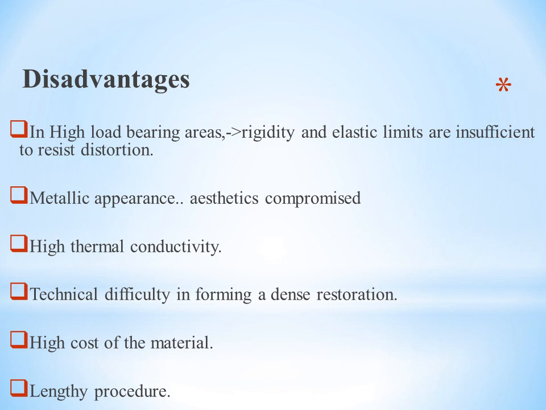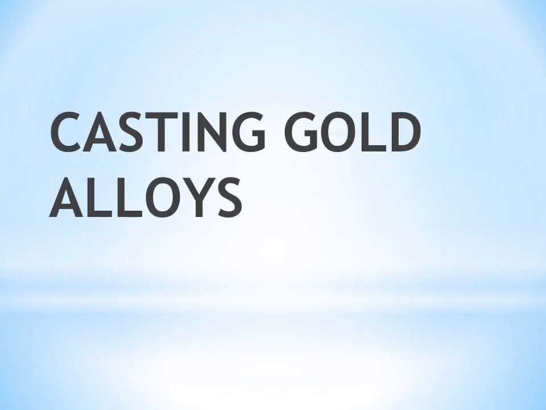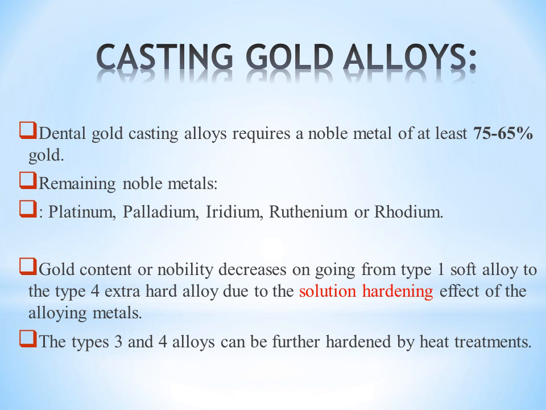This all means that this is a very technique sensitive material. So we've discussed pure gold and its application in dentistry. Let's move on to the casting gold alloys. So the dental gold casting alloys require that basically the noble metal should have at least 75 to 85% gold, and the remaining noble metals in the alloy could be platinum, palladium, iridium, ruthenium, or rhodium.